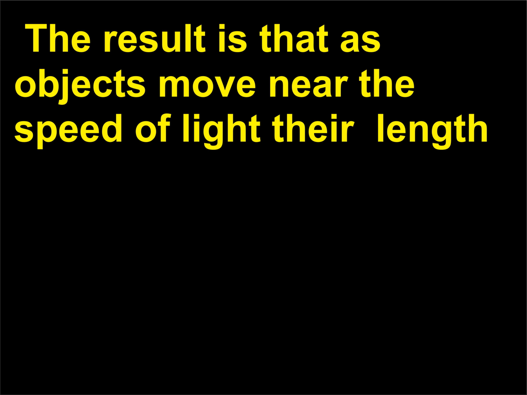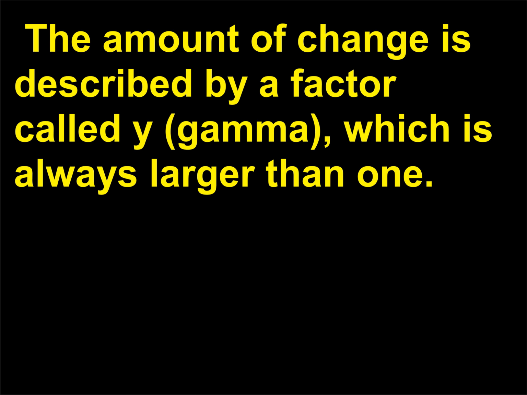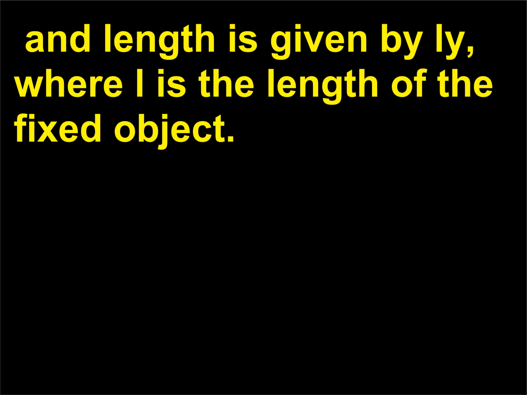The result is that as objects move near the speed of light, their length in the direction of motion shrinks and their internal clocks that measure time run slower. The amount of change is described by a factor called γ, gamma, which is always larger than 1. Thus the time given by a moving clock is γt, where t is the time shown by a fixed clock. And length is given by l/γ, where l is the length of the fixed object.